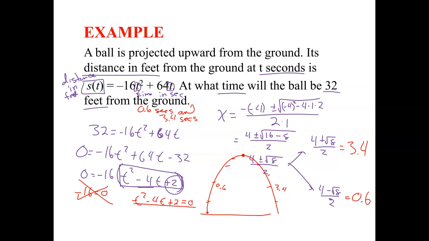Now, reading is really important because sometimes they'll say, when will it first reach 32 feet? And then what would my answer be? 0.6. Okay. And so you've got to read the question and make sure you're answering it. If it doesn't specify which of the times, then there are 2 answers. But if it says, when's the first time it's going to reach this, or when's the last time it's going to reach this, then you have to make sure you're choosing the appropriate response.